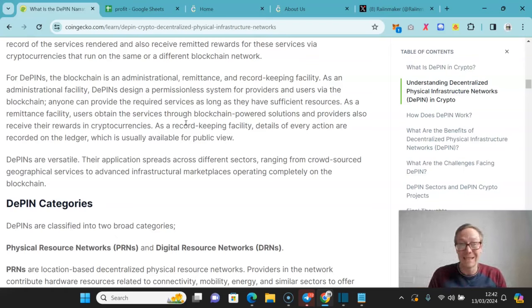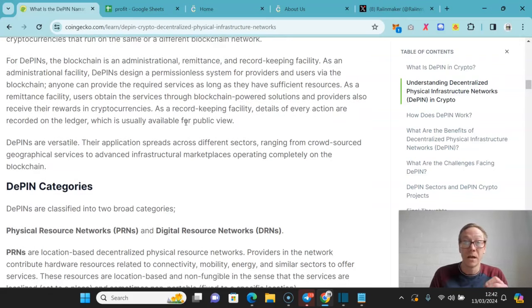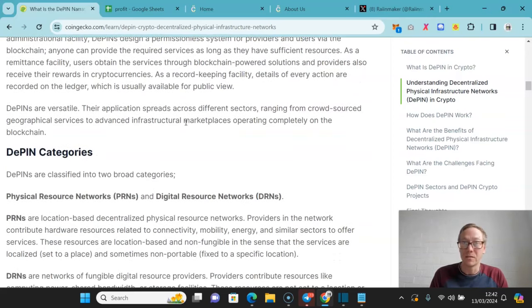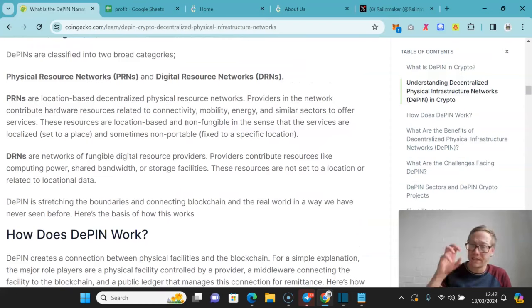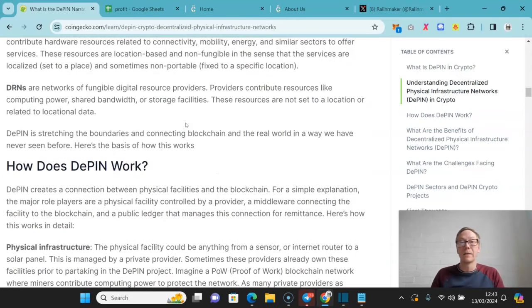As an administrational facility, DePins design a permissionless system for providers and users via the blockchain, which means anyone can provide the required services as long as they have sufficient resources. There are a few different DePin categories, but they're classified into two broad ones. Physical resource networks are location-based, where providers contribute hardware resources related to connectivity, mobility, energy, and similar sectors to offer services. These resources are location-based and non-fungible, in the sense that the services are localized and sometimes fixed to that location. DRNs, however, are networks of fungible digital resource providers, who contribute resources like computing power, shared bandwidth, or storage facilities, and these resources are not set to a location or related to locational data.